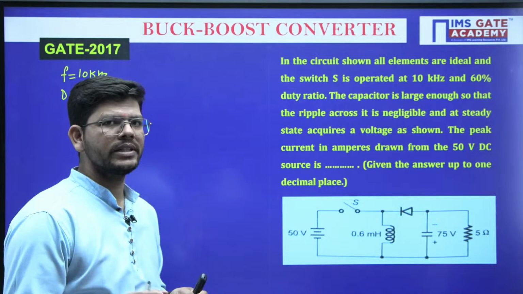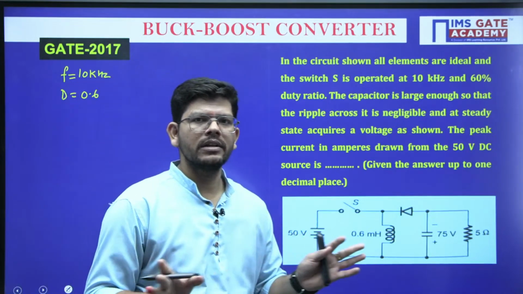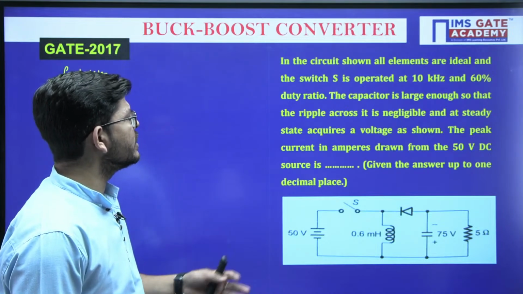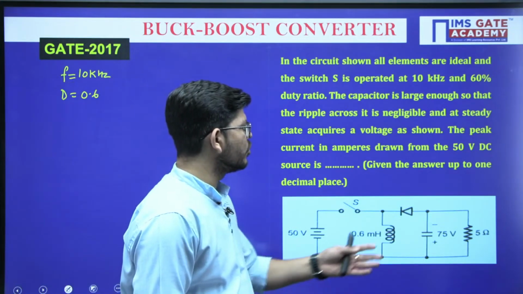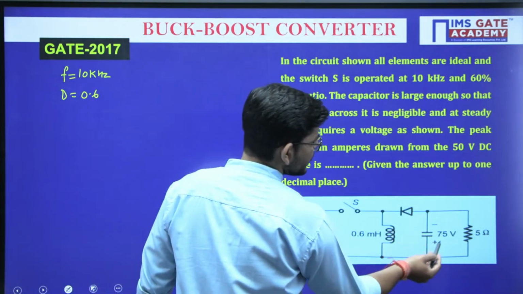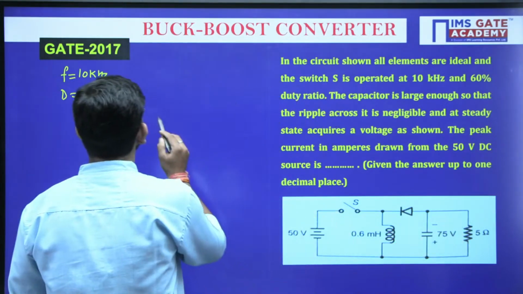Okay, this is the best line. If it is written, we are completely free. Across it is negligible and a steady state requires a voltage as shown. Output voltage is how much? 75 volt. Whatever is the voltage here, the same voltage will be here because they are connected in parallel.